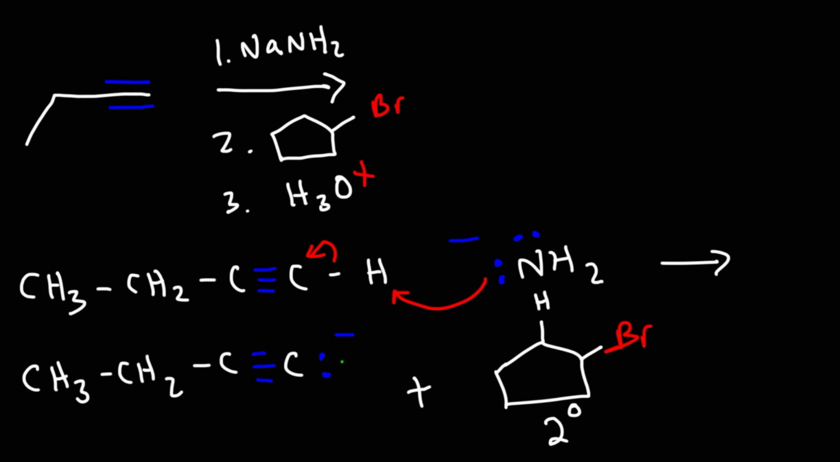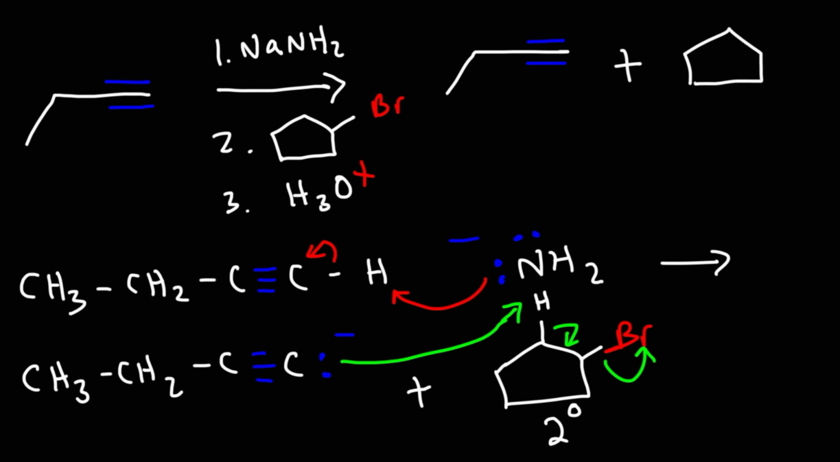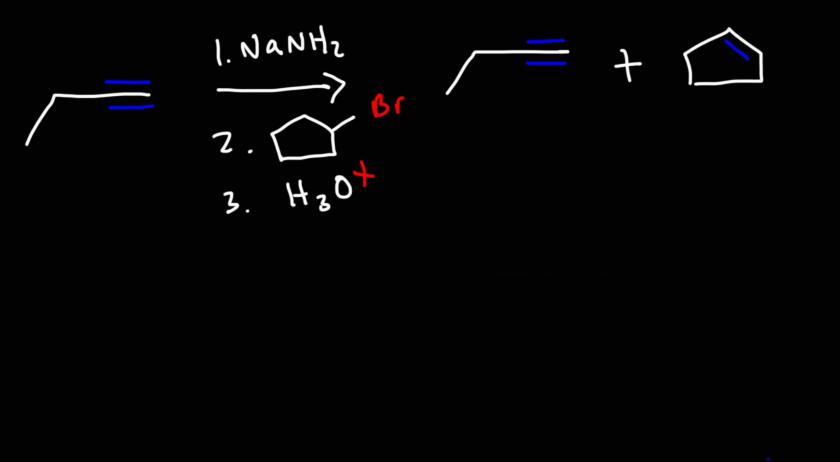So this conjugate base is going to grab a hydrogen, turn it back into the alkyne that we started with. We're going to form a pi bond, and we're going to kick out the bromine atom. So at this point, after step 2, we're going to regenerate our original alkyne, and we're going to have an alkene. So now we're going to add H3O+. H3O+ can be formed from water and sulfuric acid.